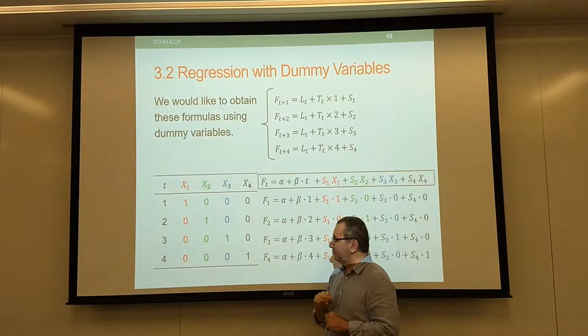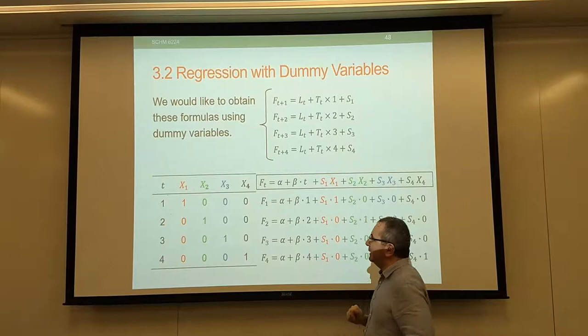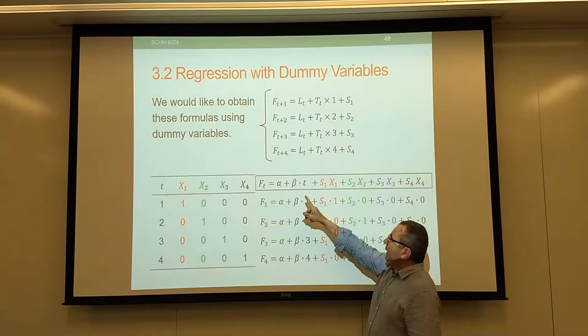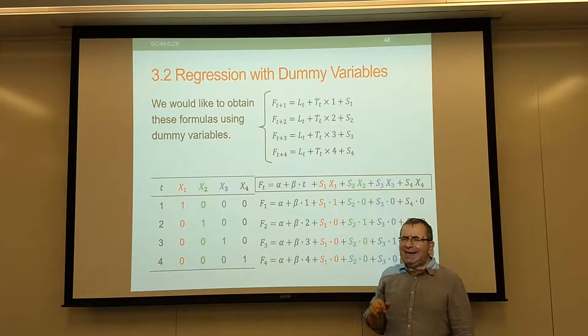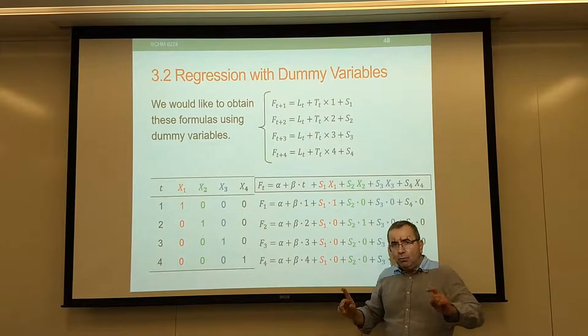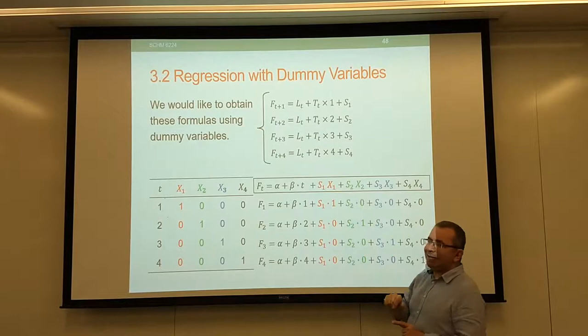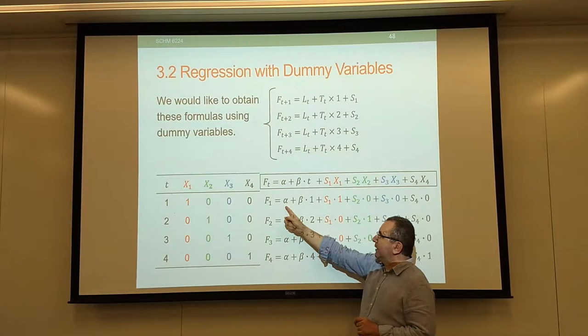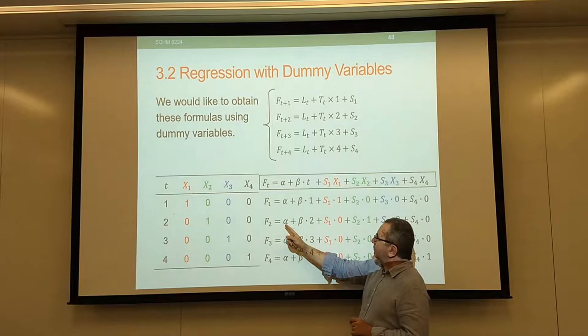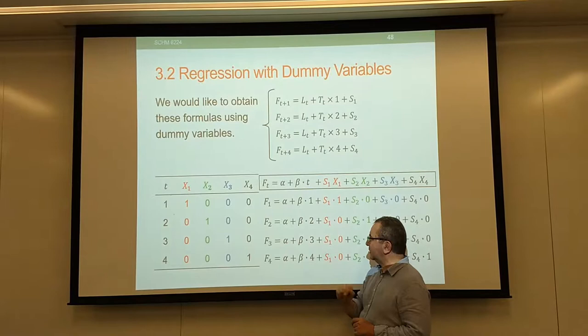So when we code our data like this, our equation becomes like this. So alpha plus beta times t, okay? Then we add S1, S2, S3, and S4. And you might be wondering, why do we add all four at the same time? Well, we multiply S1 by X1, S2 by X2, S3 by X3, S4 by X4. So here in period one, we're gonna have alpha plus beta times one. Period two, alpha plus beta times two. Period three, alpha plus beta times three. Period four, alpha plus beta times four, okay?